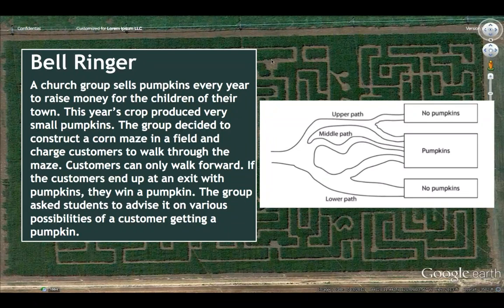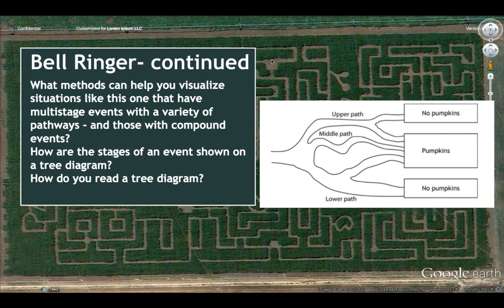Let's see, what does it say? What methods can help you visualize situations like this one that have multi-stage events with a variety of pathways and those with compound events? How are the stages of an event shown on a tree diagram? How do you read a tree diagram? Well, let's look into it.